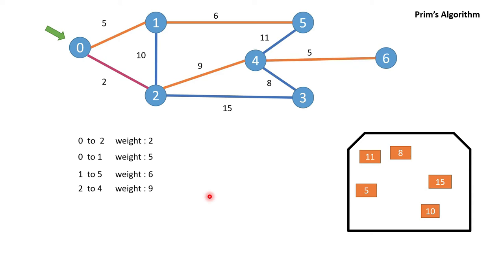Then what I will do? I have to delete this one. Then I will mark it or print it here. Okay. So now, if you see here, I have to delete and print it here. 8 I will delete and 4 to 3 I will print here.